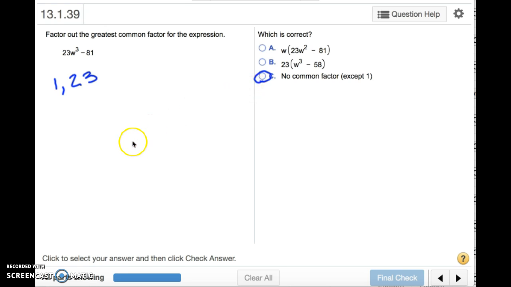And you may also see this as being prime. So if you see either of these choices where the only thing they have in common, they don't have any letters in common, that has w's, that does not. They don't have any numbers in common other than 1. You're looking for either the option that says no common factor except 1 or the term prime.